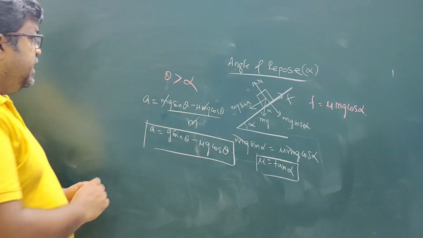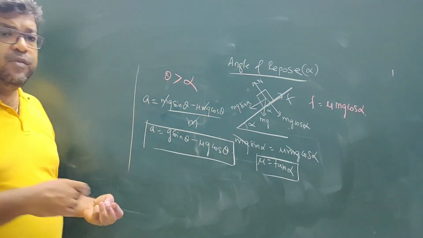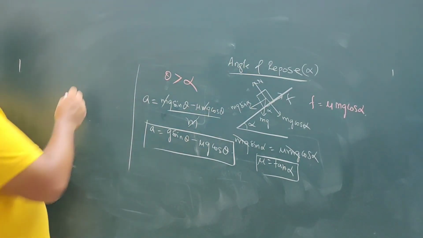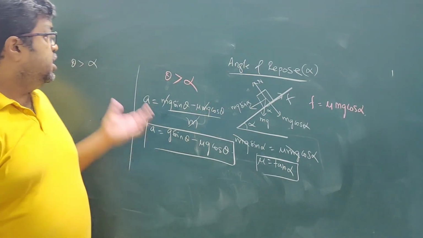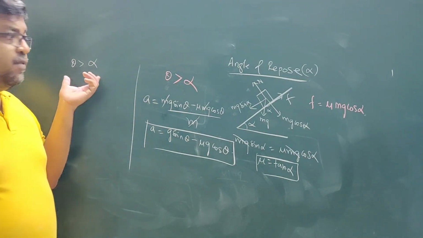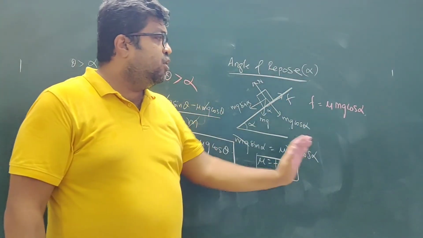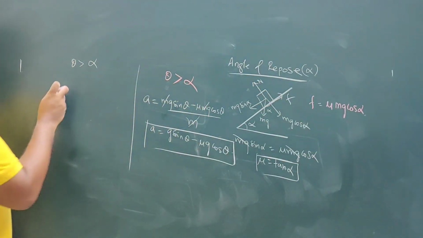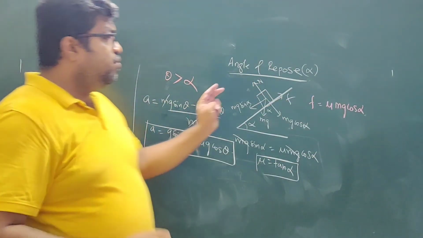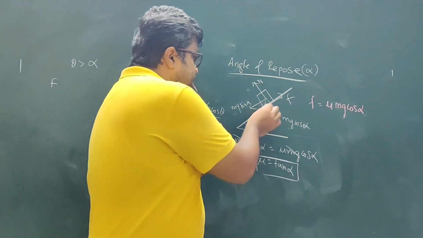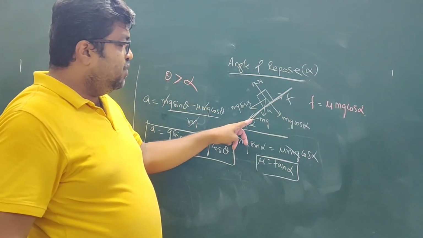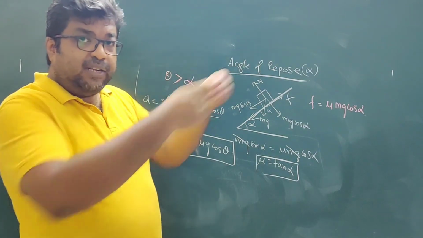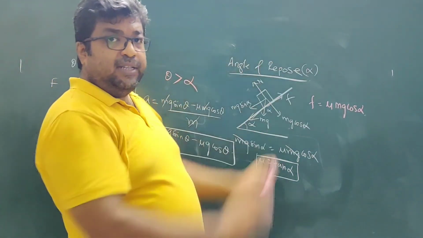Now again, suppose for the same case, theta is greater than alpha. For theta greater than alpha, we are trying to find the minimum value of force so that the block moves in the upward direction. So what will that minimum force be? If you are moving the block in the upward direction, the friction force will act in the downward direction. So in this case, the friction force and mg sin theta will act in the downward direction and the applied force will act in the upward direction.